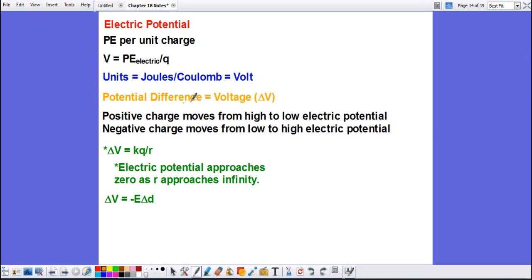Potential difference is what we're really interested in. So that's the change in potential, okay? And we also call that voltage. Positive charge will move from high to low electric potential. Negative charges will move from low to high electric potential. And then we had this equation, which became these two equations. The change in electric potential is Coulomb's constant times the charge divided by the distance. Again, the other spot for R has to be infinity. And then the change in electric potential, or voltage, is equal to the negative electric field times the distance between the two plates.